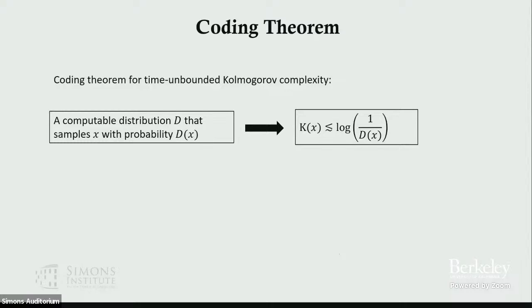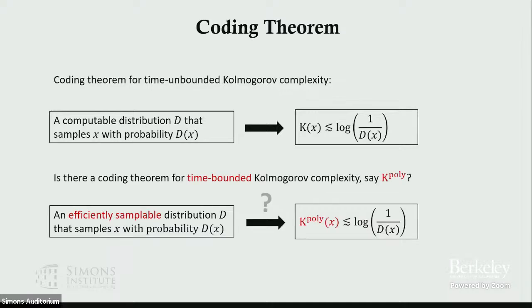Okay, next, I'm going to talk about some of the very important properties of Kolmogorov complexity. And one such property is called the coding theorem. So the coding theorem for time-unbounded Kolmogorov complexity says that if you have a computable distribution D that samples x with probability D(x), then the Kolmogorov complexity of x is at most log 1 over D(x). And the proof of the coding theorem crucially relies on the time-unbounded feature of Kolmogorov complexity. So the question here is whether there's a coding theorem for time-bounded Kolmogorov complexity, say K-poly. Say we want to show that if we have an efficiently sampleable distribution D that samples x with probability D(x), can we say that the K-poly complexity of x is at most log 1 over D(x)?